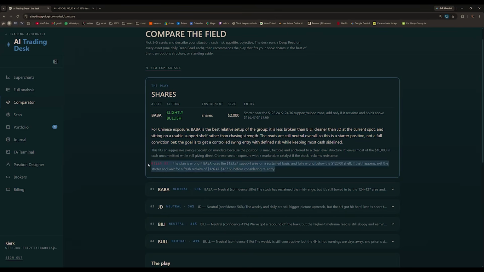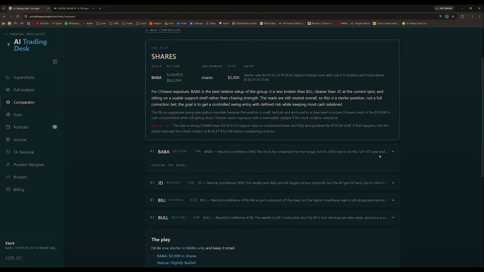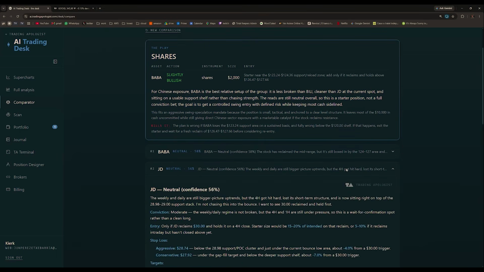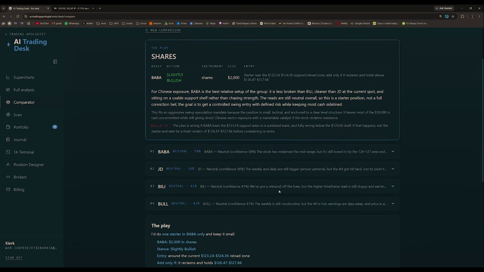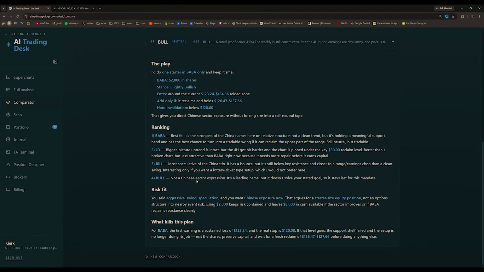This is basically final. What kills it, right? You get your reads in here, just to check they were indeed full reads on each one, right? And then the play, right? So the play is to enter Baba with this, slightly bullish. This is the entry zone. This is maybe add only if, right? So if you enter here, you do not add until you retain these levels, hard invalidations, and the ranking with Baba, JD, Billy, and Boom, and the risk rate. So this is the full, let's say, desk.